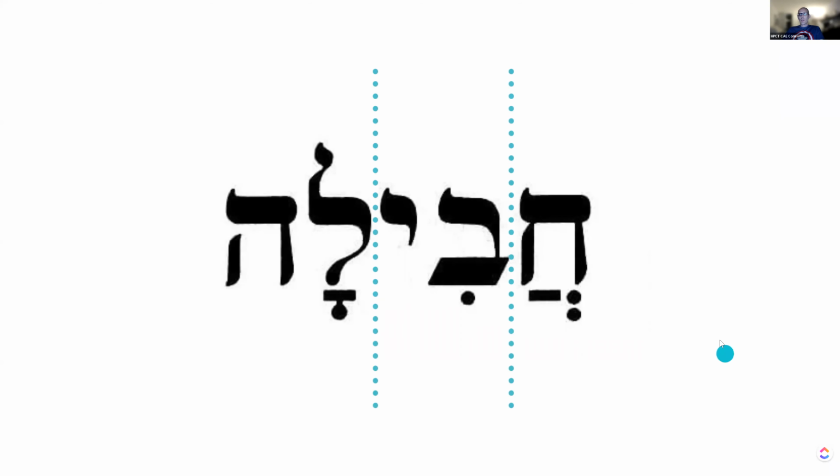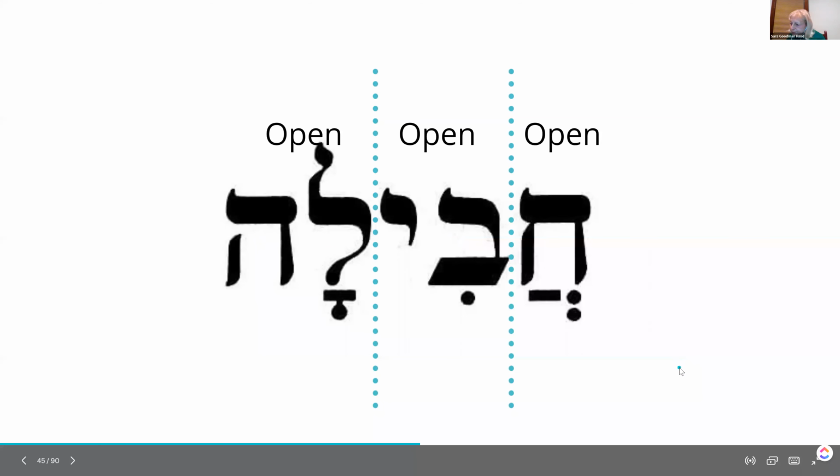First syllable ends with a vowel sound or a consonant sound? Vowel, so this is what? Open. Second syllable, open or closed? Open. Third syllable, open or closed? Open. Even though hey is a consonant, it still ends with a vowel sound, so it's open. So this is all open.